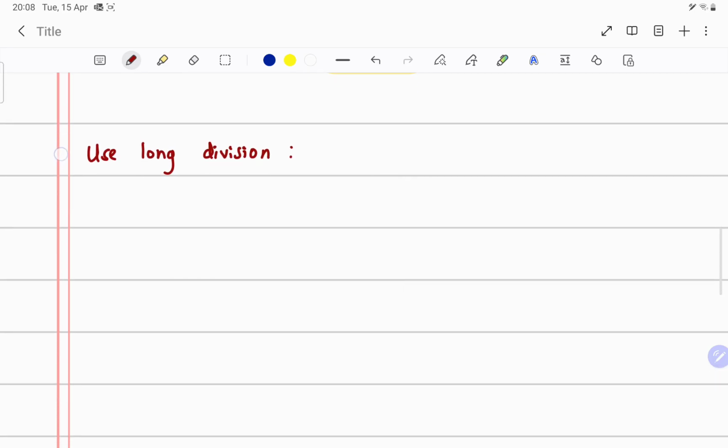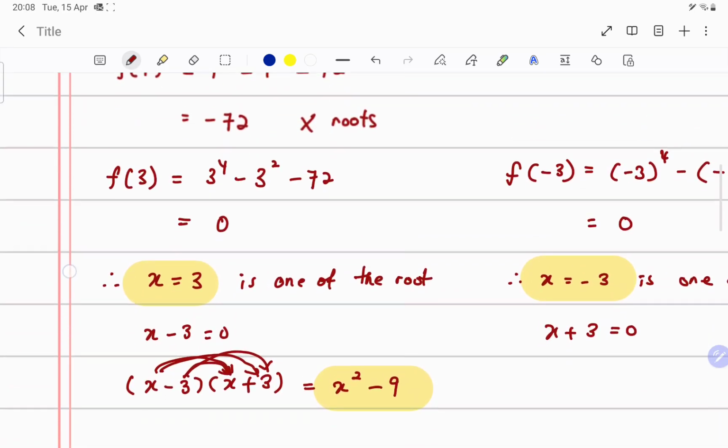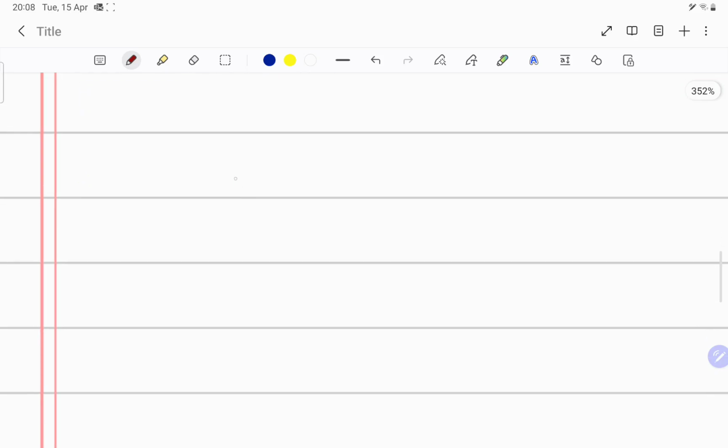So use long division here. Take the equation x to the power of 4 minus x squared minus 72. We will divide it with x squared minus 9.